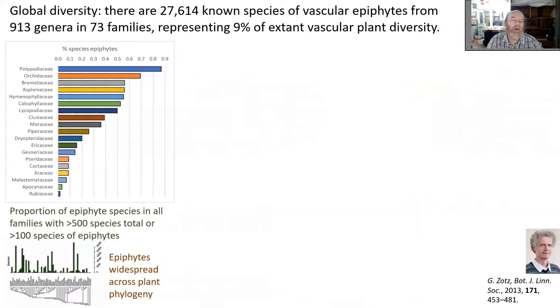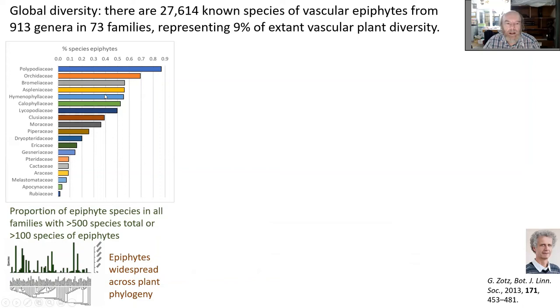When we look at the global plant flora, there has been recently a paper listing all the epiphytes, and there were 27,614 of them, which represents 9% of the global plant diversity. And there were 73 families which included some epiphytes. And this is the percentage of epiphytes for all families with at least 500 species or families with at least 100 epiphytic species. So wherever a family is large or has a large number of epiphytes, it's here.